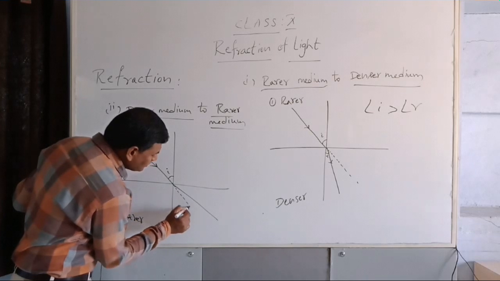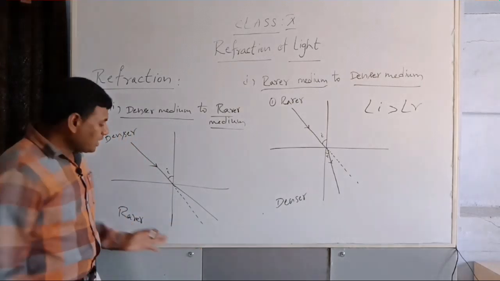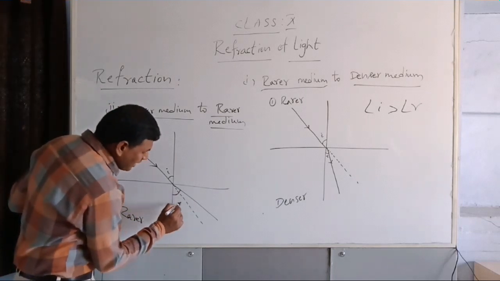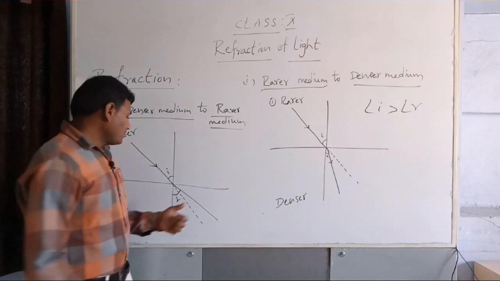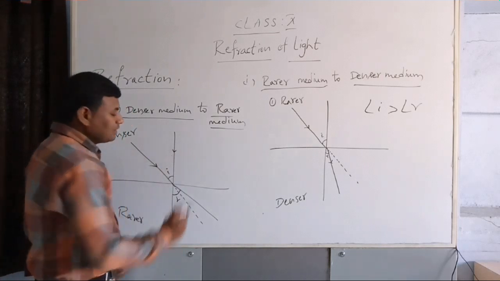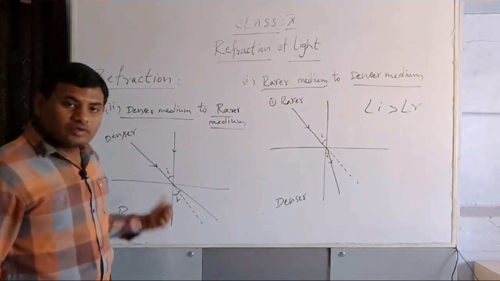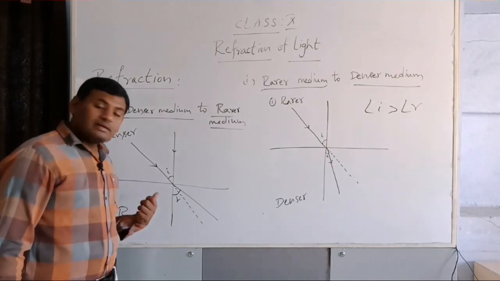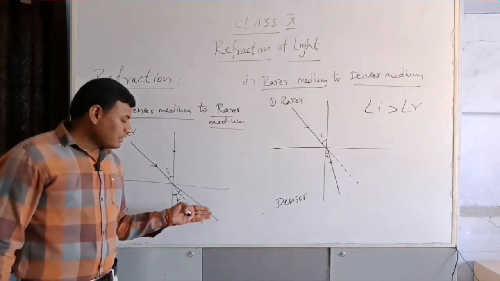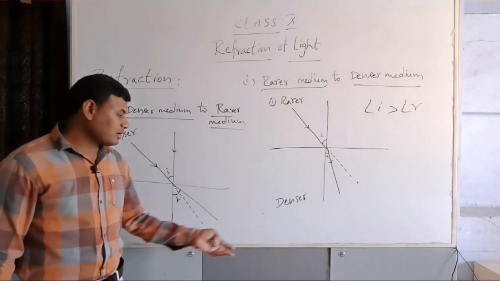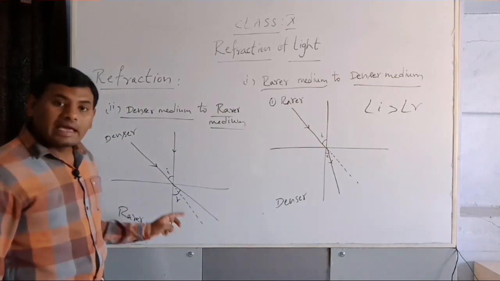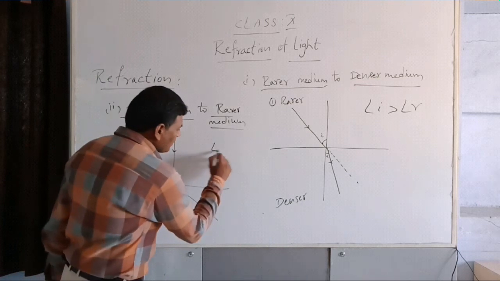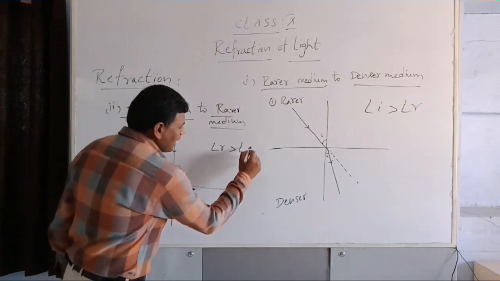When there is no change in medium, it might go straight. But when there is a change in medium, it bends, and this will be the angle of refraction. This is the normal. When a light ray enters from a denser medium to a rarer medium, the speed of light increases, the ray undergoes refraction and moves away from the normal. When it moves away from the normal, the angle of refraction is always greater than the angle of incidence. So angle R is greater than angle I.